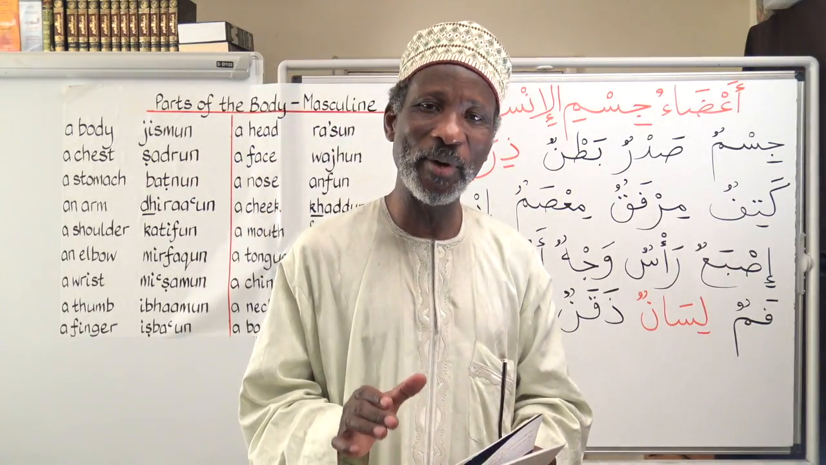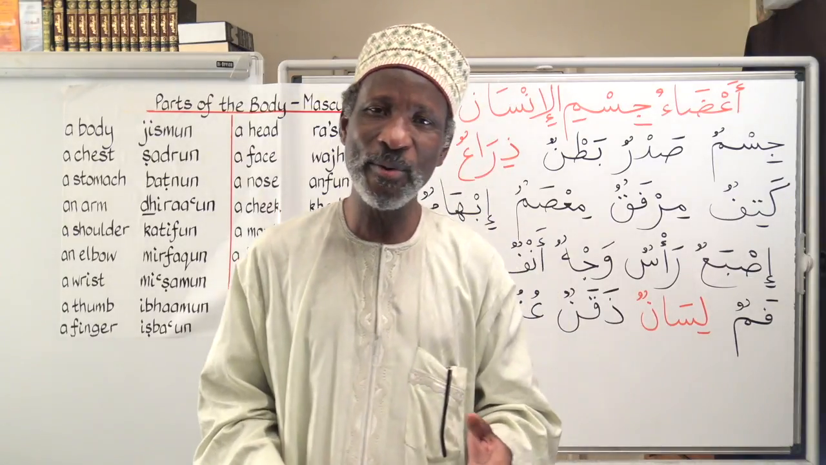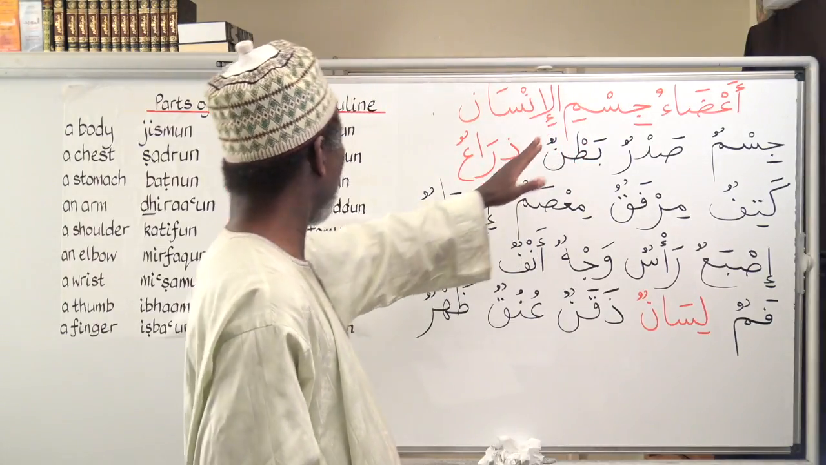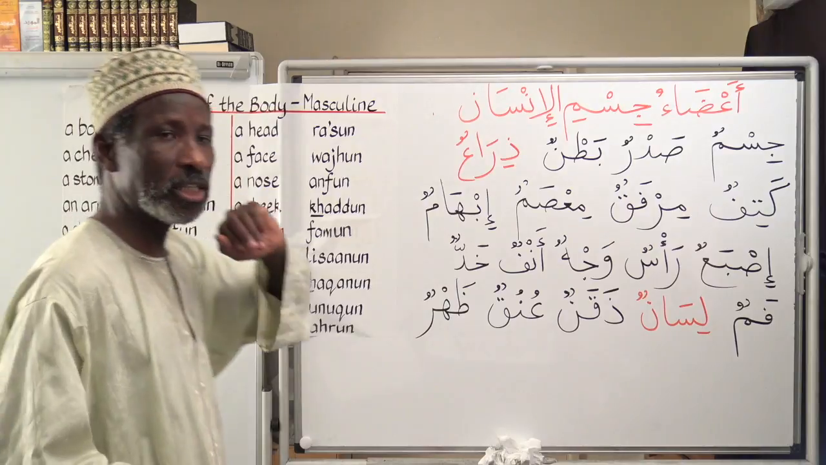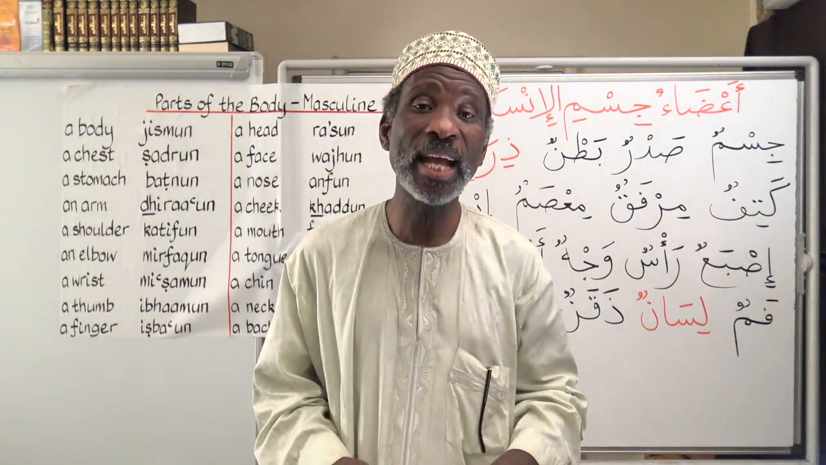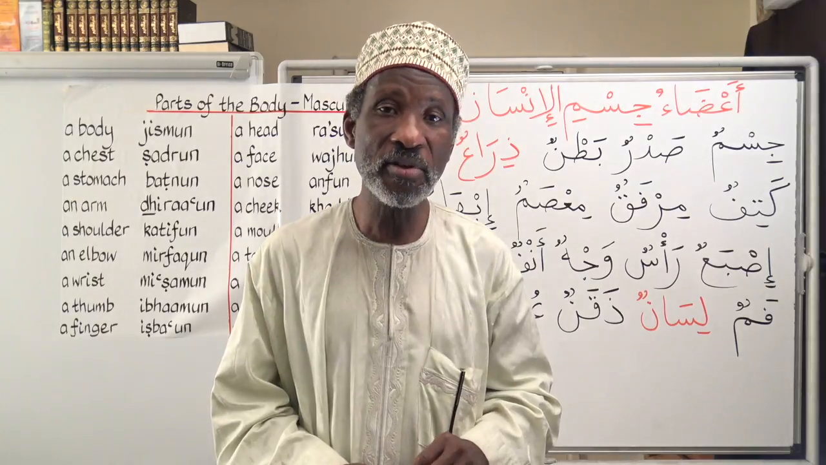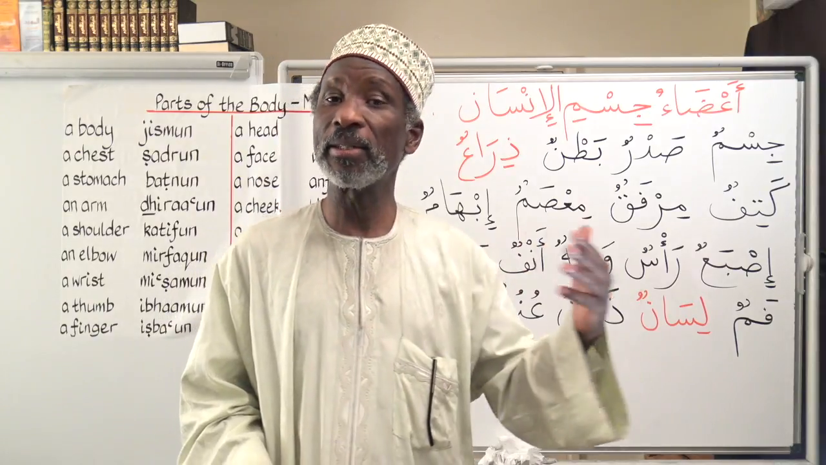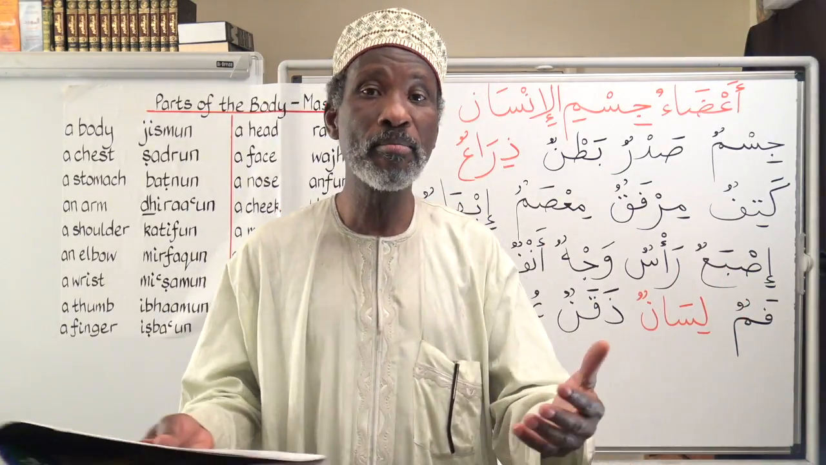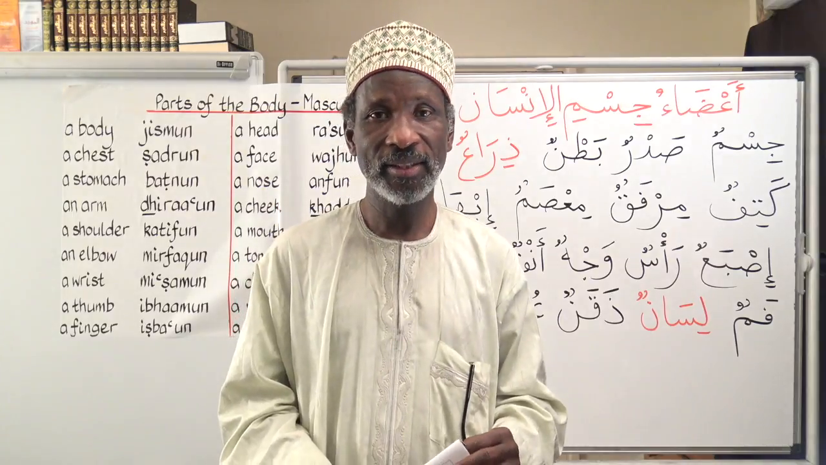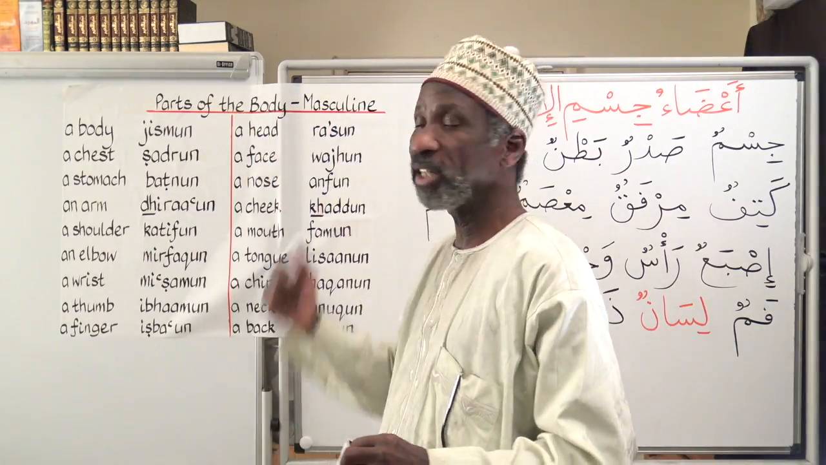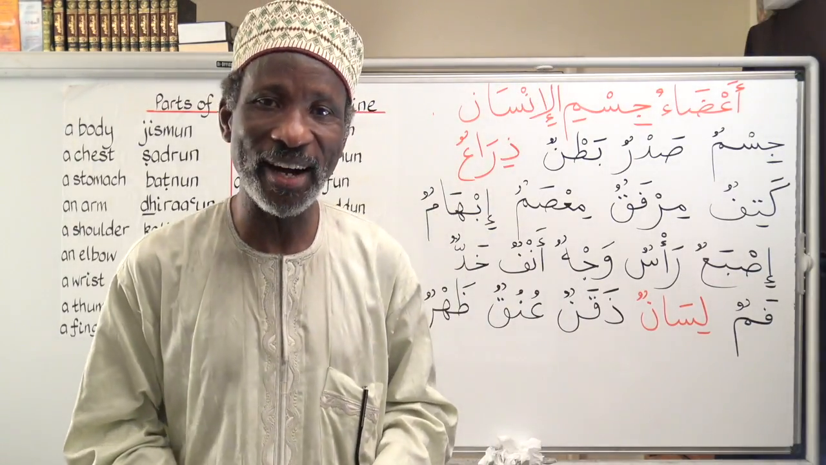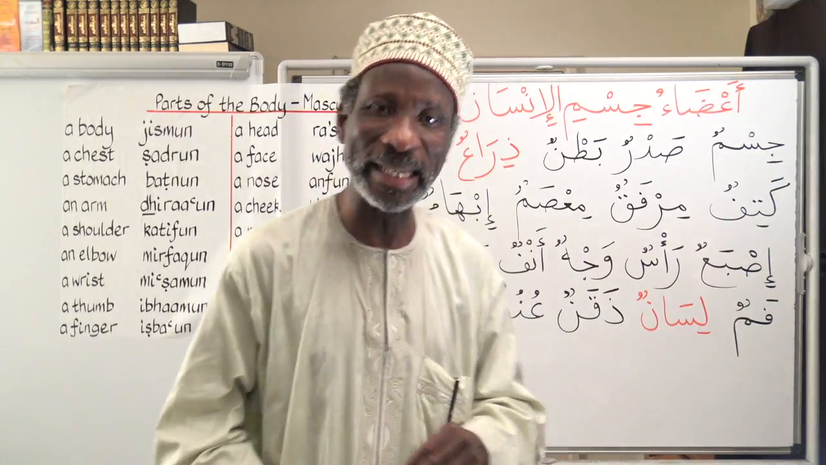In this lesson, we are going to be learning a new area of vocabulary: أعضاء جسم الإنسان, parts of the body. And as usual, everything in Arabic is classified as masculine, mudhakkar, or feminine, mu'annath. So parts of the body as well. So let's deal with those parts of the body classified as mudhakkar, masculine.